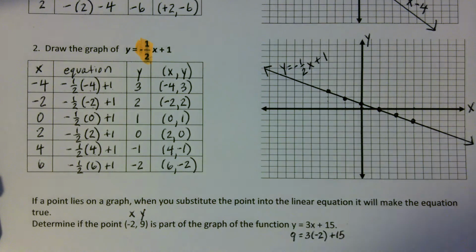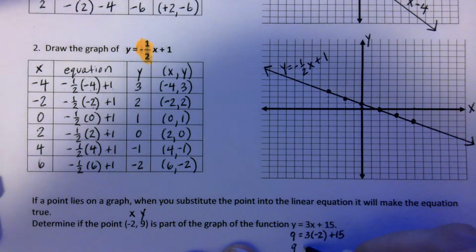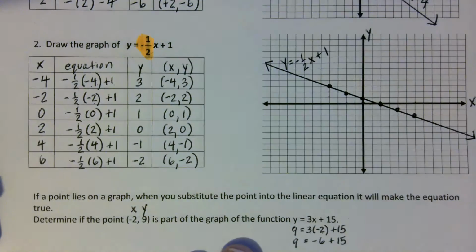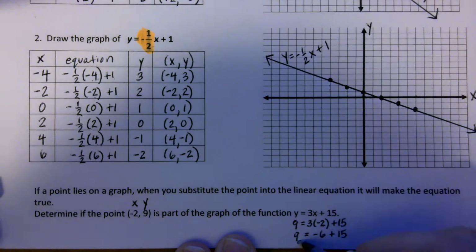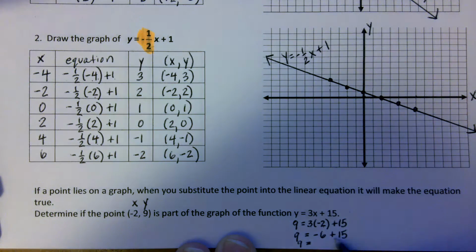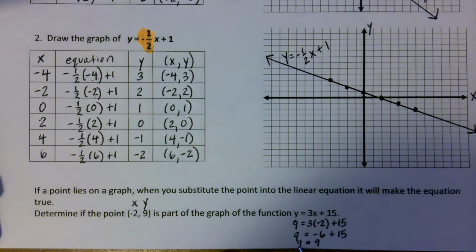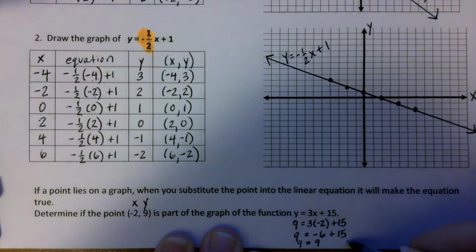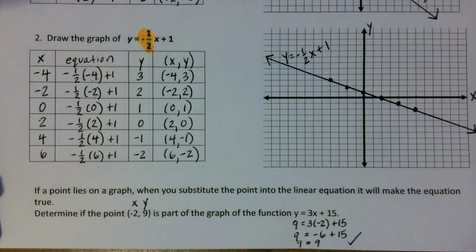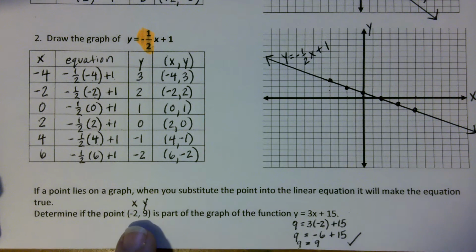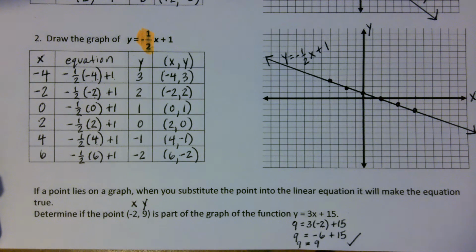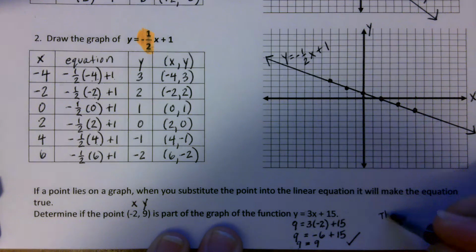And now let's see if this is true. Is 9 equal to, well, 3 times -2 is -6 plus 15. Is 9 equal to, and -6 plus 15 is 9. So if you have the same exact number on the left that you do on the right, that means this equation is true.